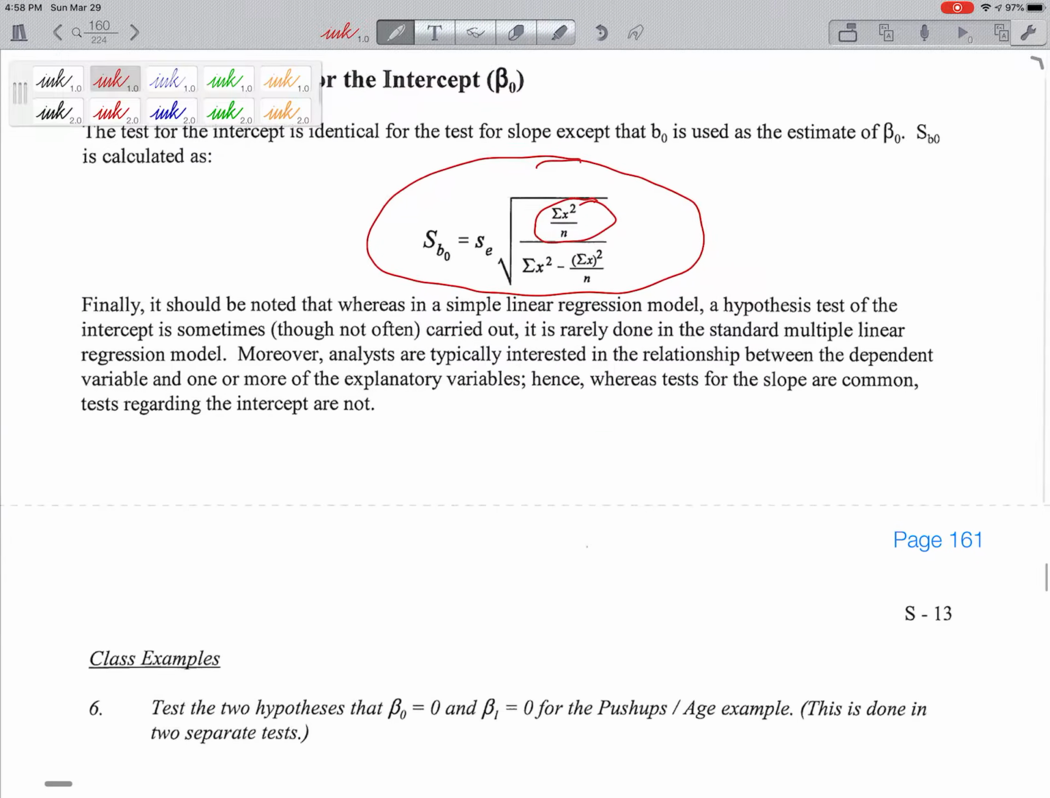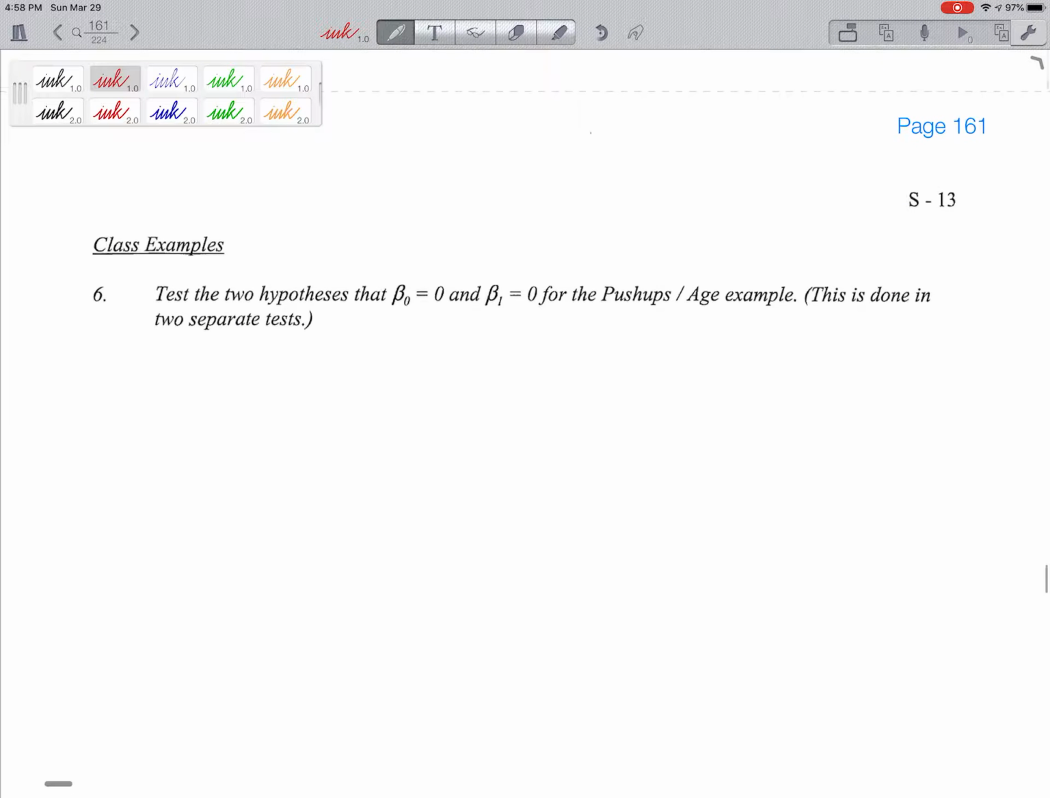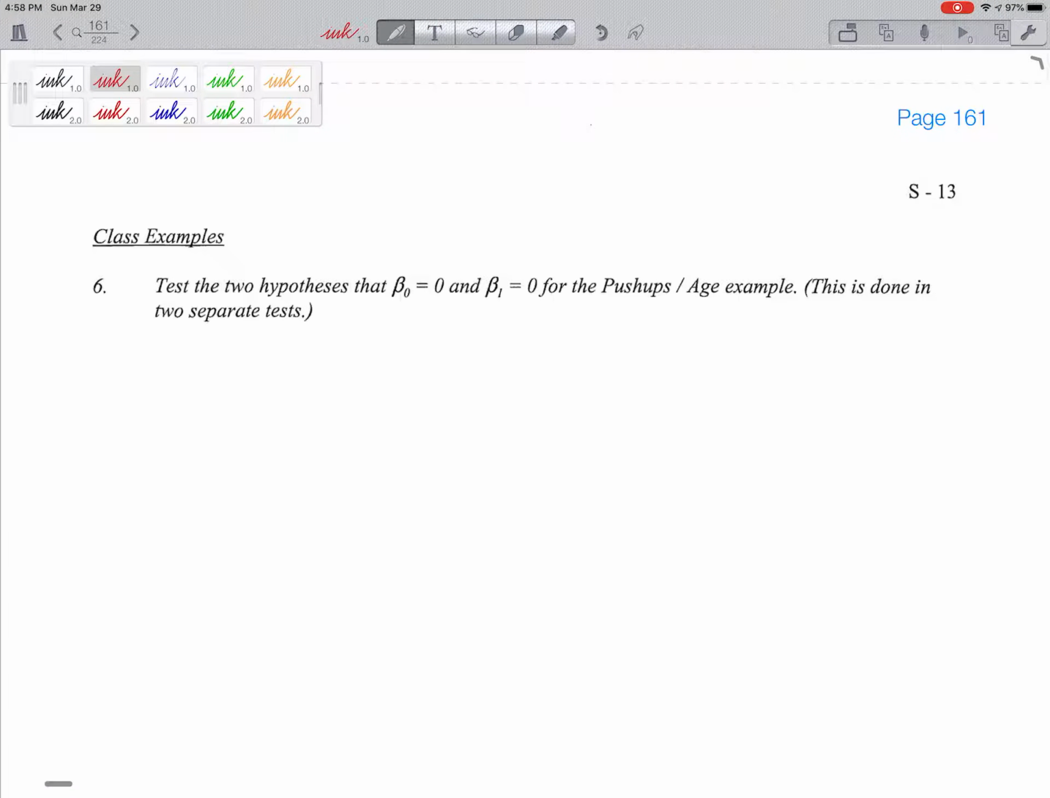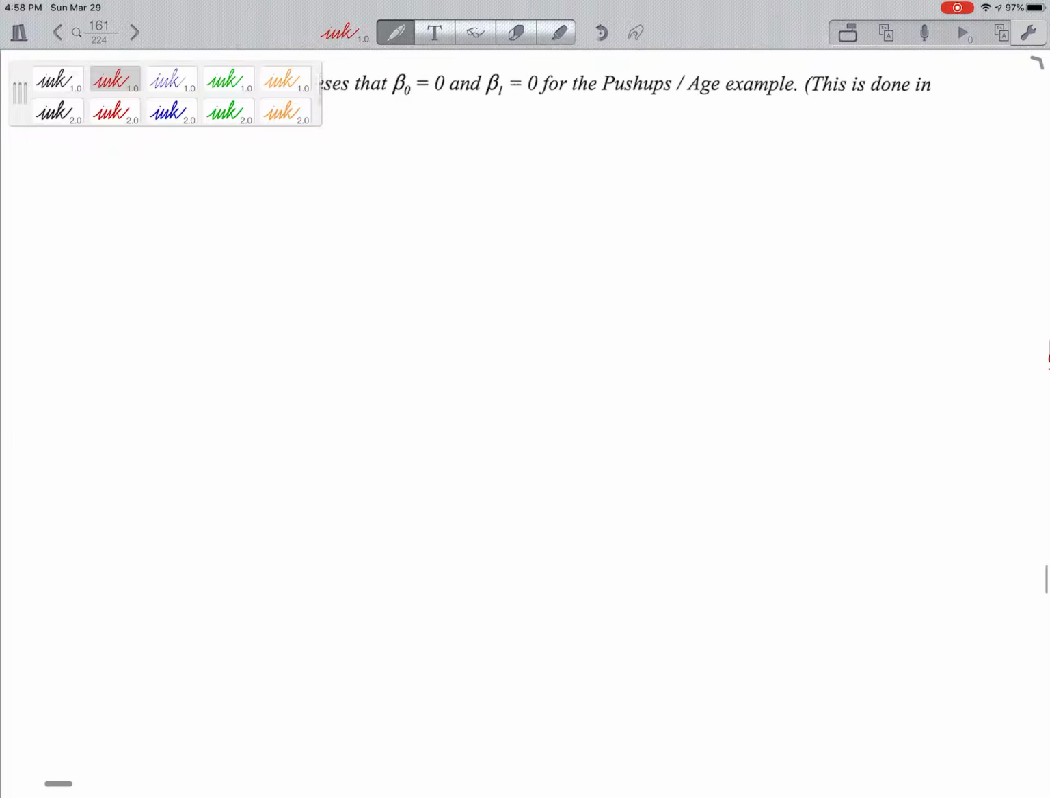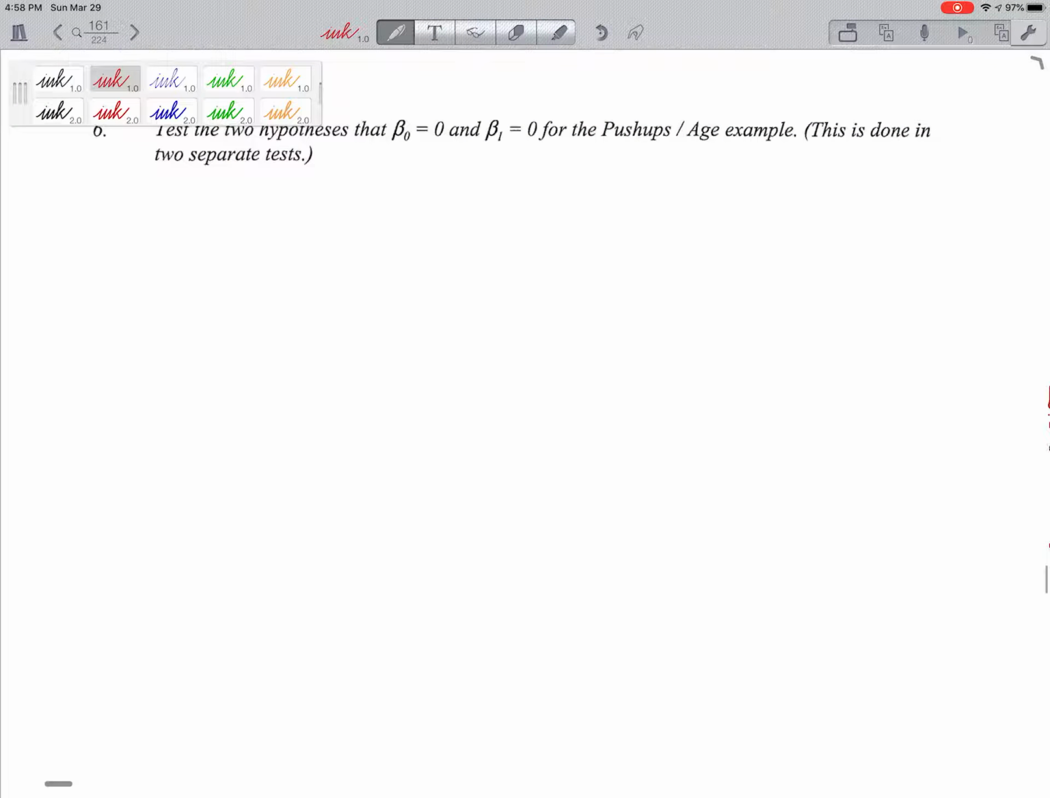All right, let's take a look at a couple of examples here. This is on page S13. So test the two hypotheses that the intercept is equal to 0 and the slope is equal to 0 for the age push-ups example. I'm going to do this in, it's a large page here, I'm going to split this in half. So on the top here, I'm going to do the test for the slope. So let's take a look then at the slope.